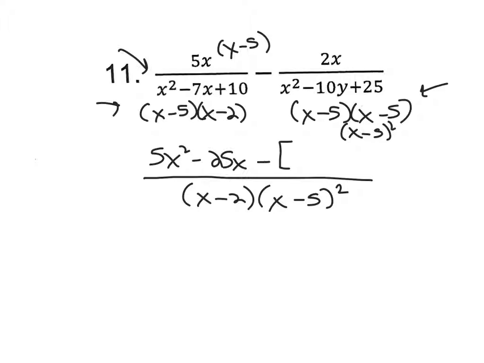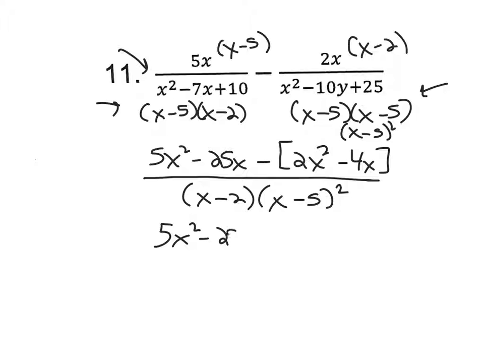So the second fraction is missing an x minus 2. So I'm going to multiply the numerator by x minus 2. So I get 2x squared minus 4x in my bracket. Now, I'm going to take a step here and just distribute that minus sign, make it a minus 2x squared and a plus 4x over all this.